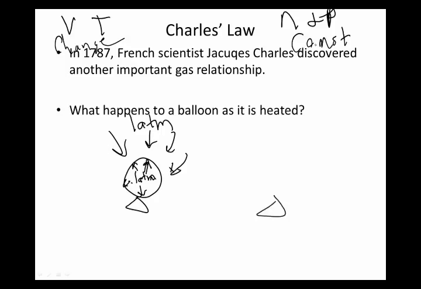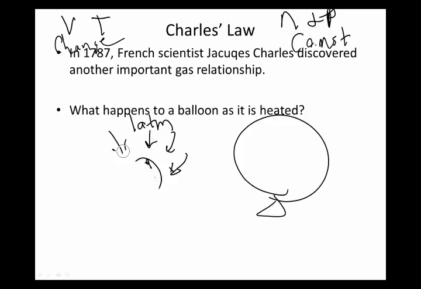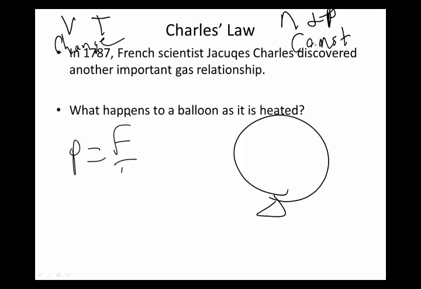Let's imagine, I'm going to make the balloon bigger so I can draw a little bit better. Again, the pressure has to stay the same. And remember, P equals F over A. As I heat up, there are gas particles in the balloon colliding with the outside of the balloon. Let's just say that the internal pressure is 1 atmosphere, and so is the external pressure. So it has to be equal.